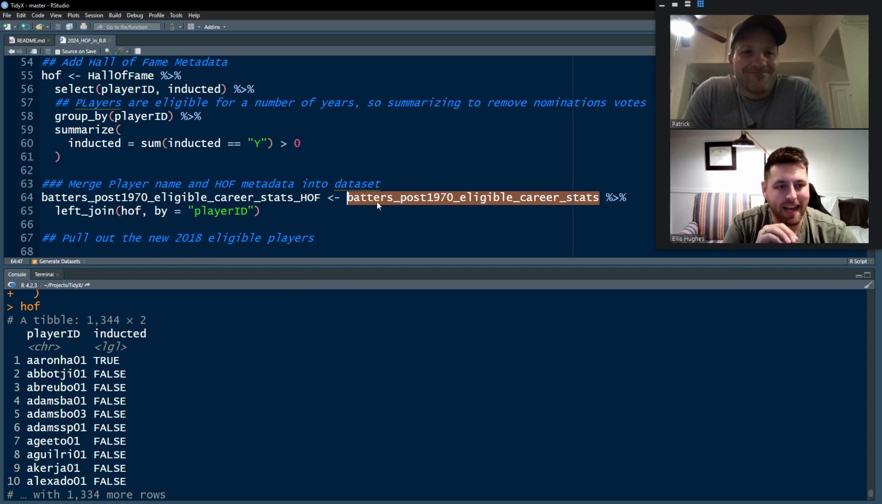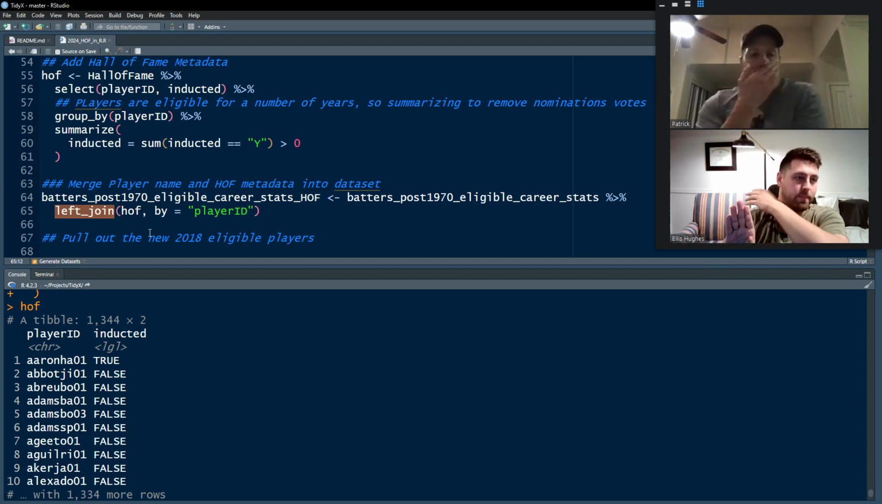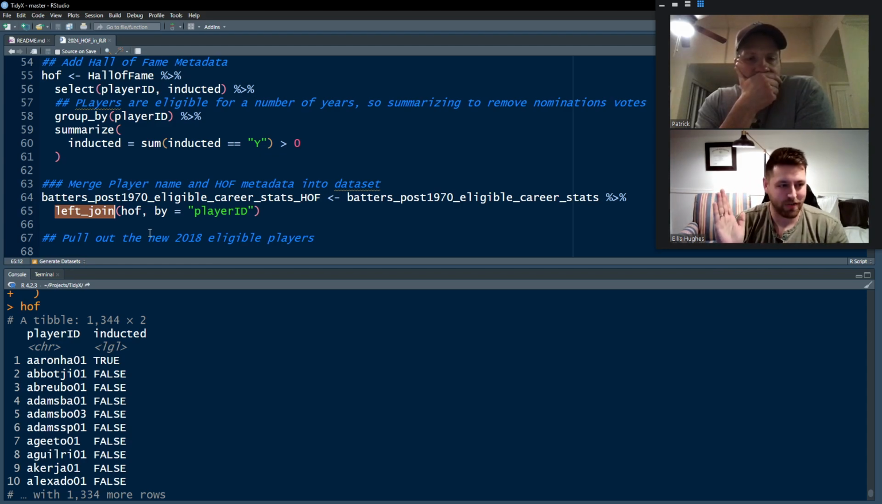So now we're going to combine the career stats information that we have from all players post 1970 with the Hall of Fame dataset using a left join. And so that's going to take our career stats and plop on the Hall of Fame to it. So even if there are extra players in the Hall of Fame dataset that aren't in our career stats, because we're left joining it, those will just go away. On top of that, by left joining, we are going to be keeping all the records within our career stats, even if they've never been voted for in the Hall of Fame. So that's why we did a left join.